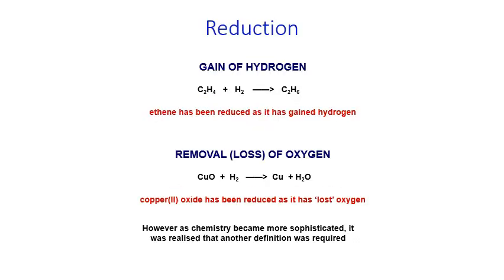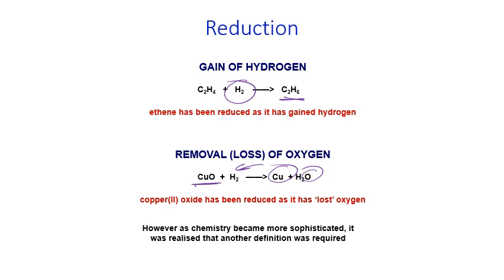Reduction therefore is either the gain of hydrogen. So here ethene has gained hydrogen to become C2H6 or ethane. So it has been reduced by the gain of this hydrogen, or it has lost oxygen. So copper oxide has been reduced by the hydrogen to form copper because oxygen has been lost. So copper oxide has been reduced as it has lost oxygen.